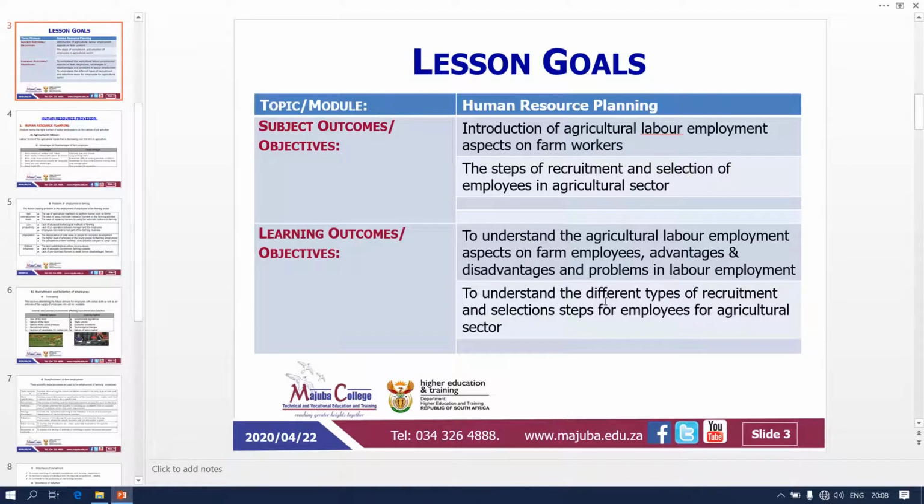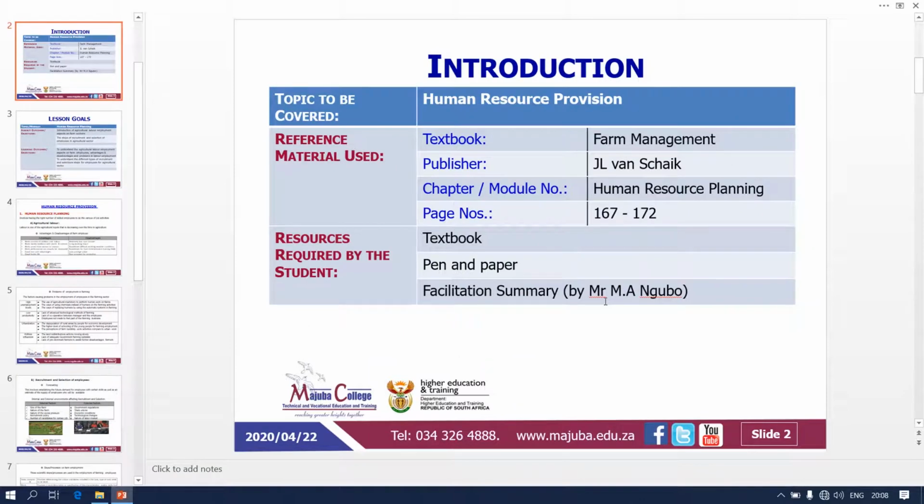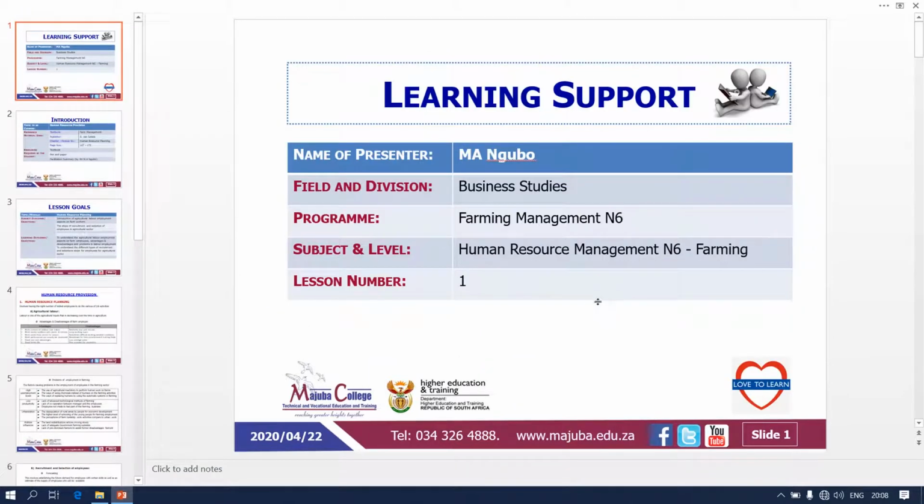As I mentioned earlier on, I am Mr. Ngubo. I was taking you through lesson 1 of module 2, which is human resource provision, where we look at the first topic, which is human resource planning.